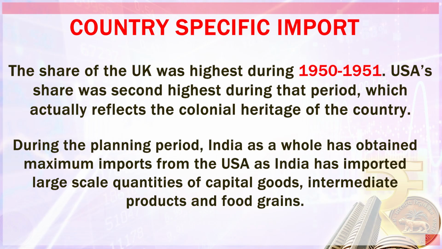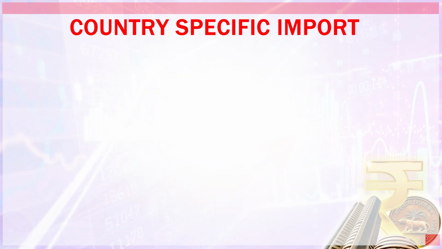During the 1950s, as I have already mentioned, India's maximum amount of import was from the United Kingdom, followed by USA. And during the planning period, the scenario changed, and over the entire planning period, India imported most of its commodities from USA, because it imported capital goods, intermediate goods, and food grains.